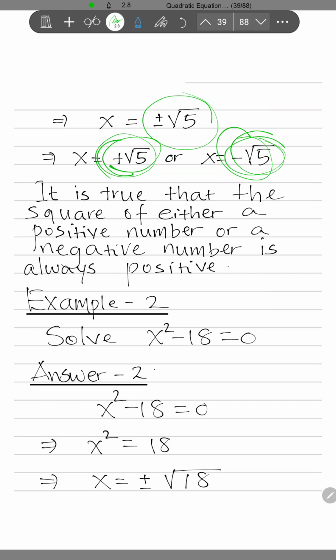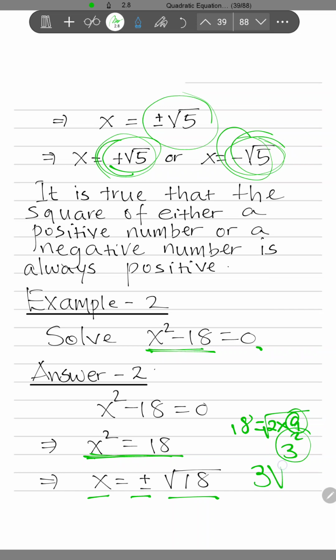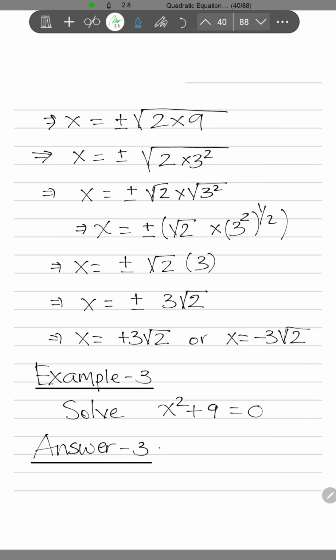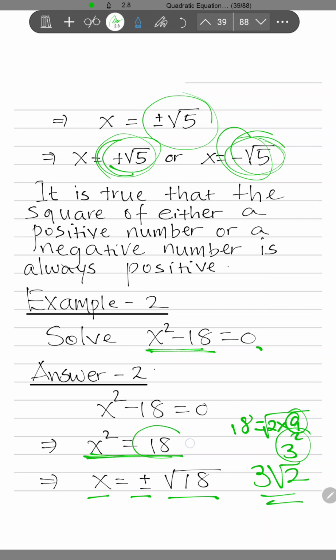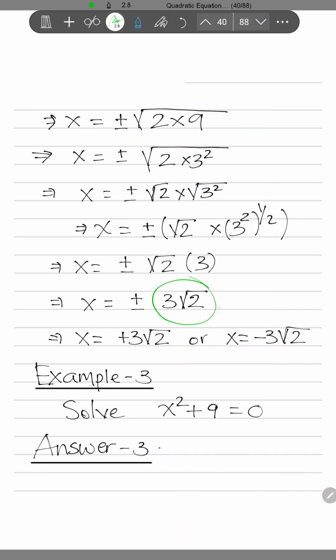Let's solve this one again. X squared minus 18 is equal to 0. X squared is equal to 18. X is equal to plus or minus square root of 18. But 18 is what? 2 times 9. So 9 can be freed because it is 3 squared. So 3 is out and then still 2 under the square root or radical. But it is a plus or a minus because x squared is equal to 18. X is equal to plus or minus square root of 18, which is this one here. Either this one or this one.